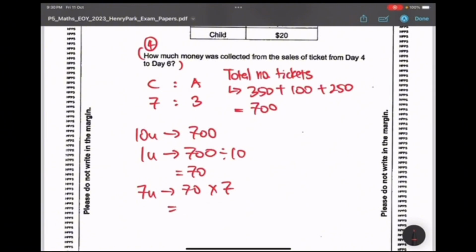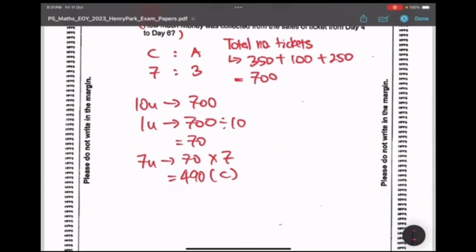And that would simply give me 490 tickets. Okay, and this is the number of tickets for children. Likewise, with the adults, we want to find the total number of tickets for adults, and that is 70 times 3. And that will simply give me 210. Okay, and this is the adults.